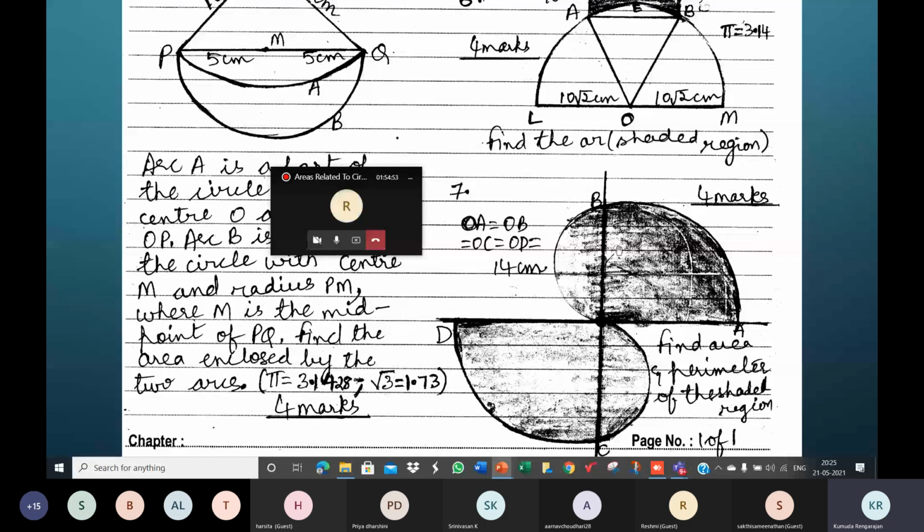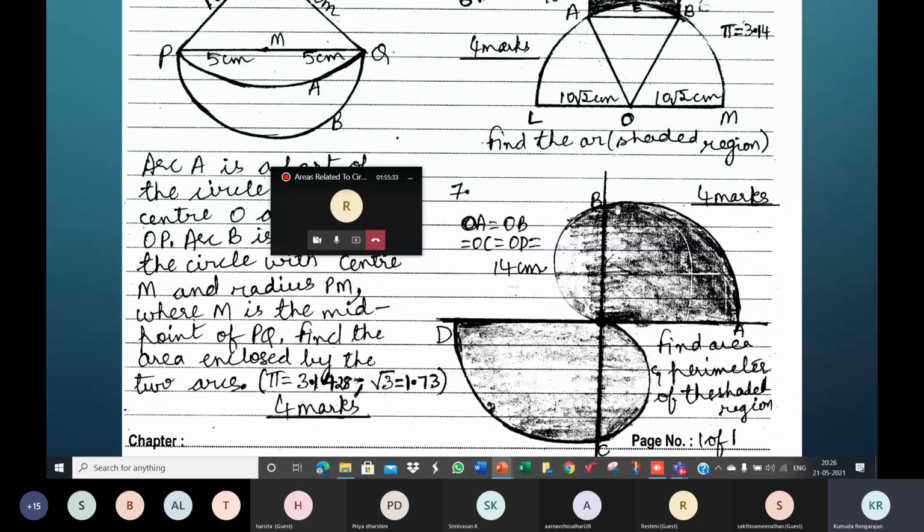Yeah, children, see this one. Find the area and perimeter of the shaded region. You can see here what is given: OA is equal to OB is equal to OC is equal to OD. This is O, children. This line segment OA is equal to OB is equal to OC is equal to OD. That's given. So all these line segments are equal to 14 centimeters.